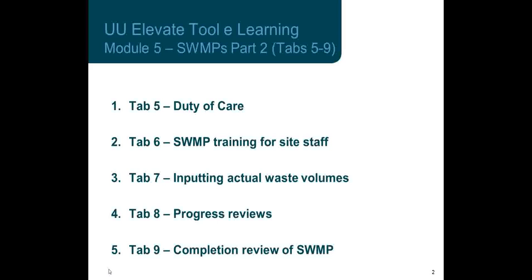Tab 6 is where we cover off how the Site Waste Management Plan is going to be communicated to the site staff so that everybody's clear on who's doing what. Tab 7 is the meaty part of the management plan. That's where we input our actual waste volumes as they're produced on the job. Tab 8 is where we have our monthly or quarterly progress review updates and any changes, concerns, observations, etc.